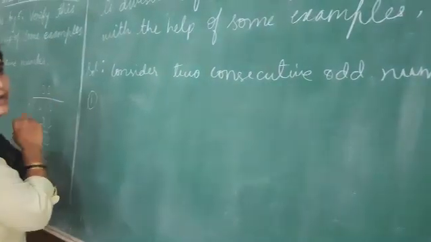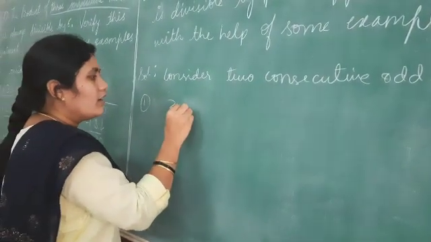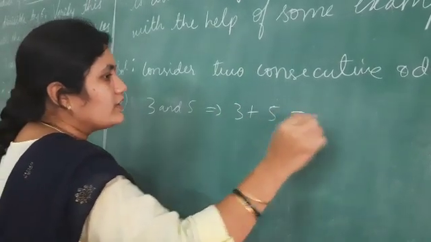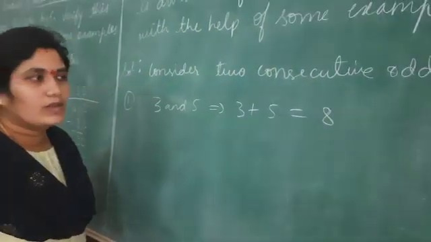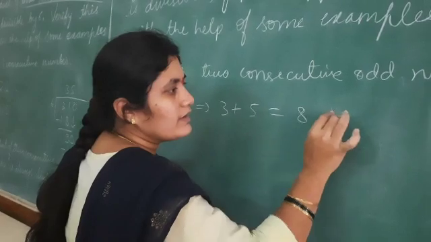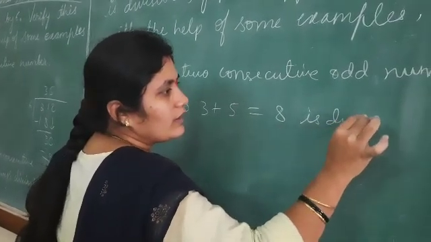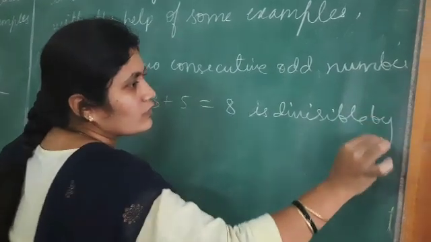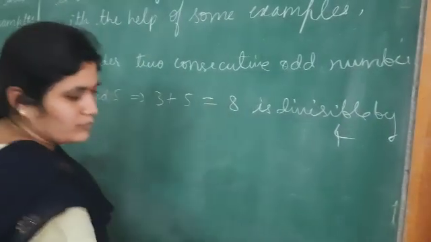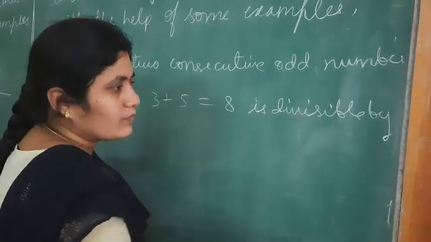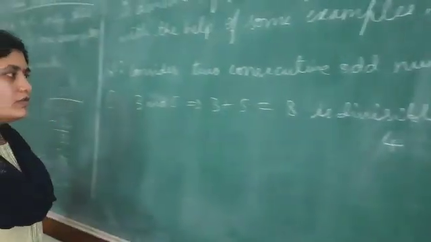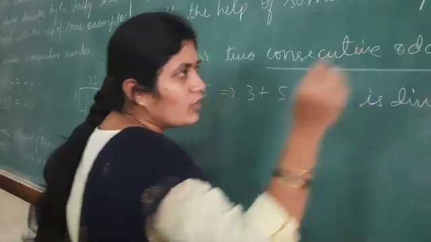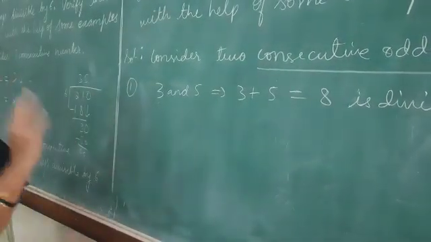First one, let me take 3 and 5. 3 plus 5 is 8. 8 is divisible by 4. 3 and 5 are consecutive odd numbers. Not only consecutive numbers, consecutive odd numbers.